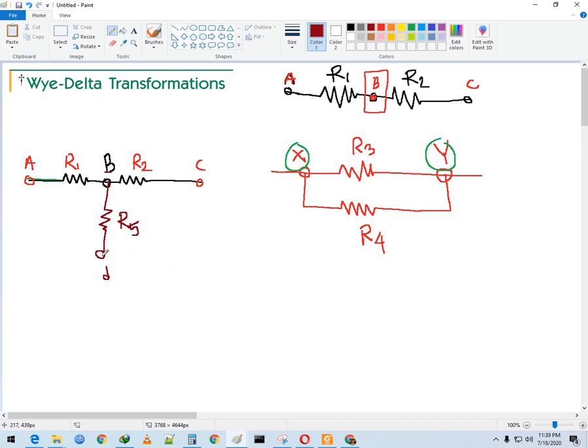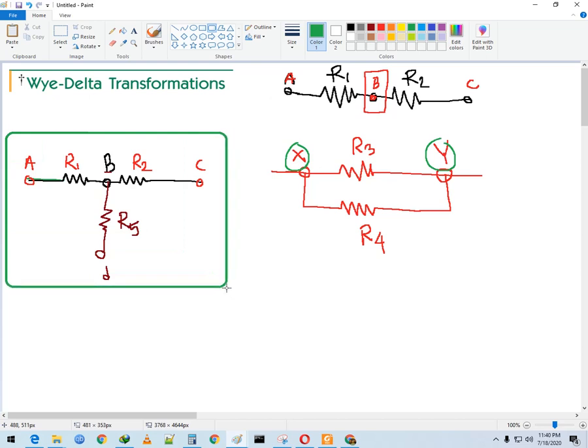Definitely these are not parallel, because in order to have parallel, we need both of these nodes in common. We do not have any resistors here like R1, R2 and R5, none of them have both of these nodes in common. So this is one special kind of circuit. You see, it is neither series nor parallel.